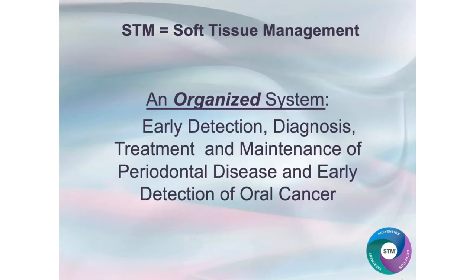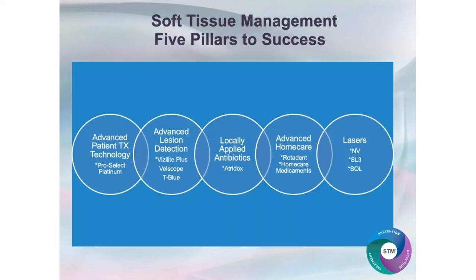So welcome to soft tissue management, an organized system for detection, diagnosis, treatment, and maintenance such that our patients can stay healthy. In addition, it includes early detection of oral cancer, which is, I believe, and we all believe, a fundamental part of an oral screening and initial exam. The five pillars of success we're going to talk about are outlined in front of you. We're going to go through each step, which are integral parts of the STM program.